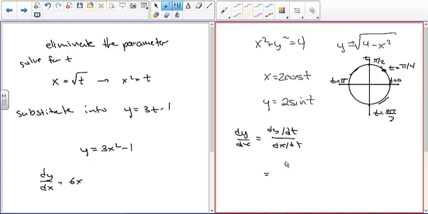So what we do is we take the derivative with respect to y, with respect to t, sorry. So the top part. So we're going to take the derivative with respect to t of y, which is 2 sine t, and we divide that by the derivative with respect to t of 2x, which is cosine t. Okay, so that's the dy dx.